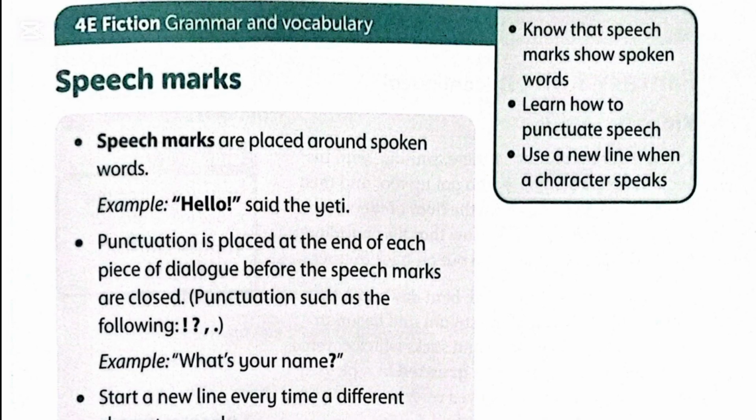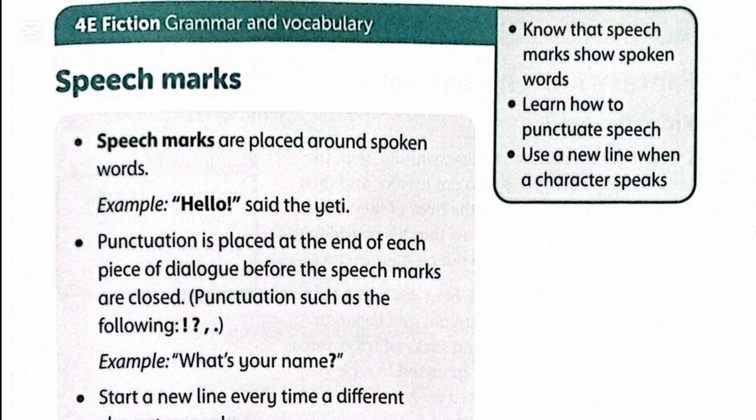Page number 67, speech marks. Speech marks are the inverted commas that we use around the sentences that were spoken by someone. So speech marks are placed around spoken words. In writing, when any character speaks, that word or dialogue is always written in inverted commas, which are called speech marks. For example, "Hello," said Yeti. So hello is the word said by Yeti. This is a dialogue, that's why we put speech marks around hello.